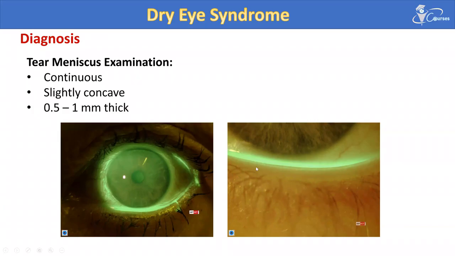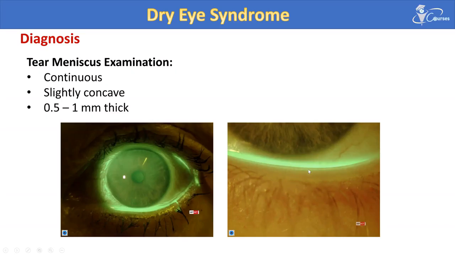So the tear film should be continuous, slightly concave, and around 0.1 to 1 millimeter thick. If you are unable to detect it by normal examination, you can stain with fluorescein and you will be able to appreciate it much better. It should be slightly concave, as it follows the concavity of the lid margin. It should be around 0.1 to 1 millimeter thick. Less than that indicates dry eye, and it should be continuous with no interruption.